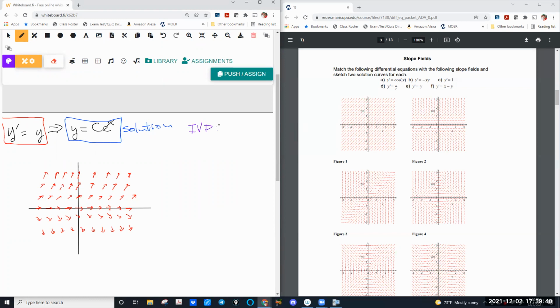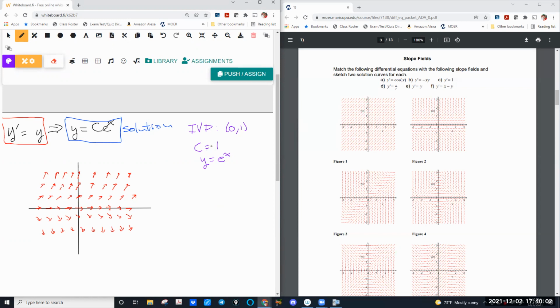Let's say it has an initial value. Let's make it something fairly simple. How about 0, 1? Okay. Well, if we plug that in, we know that C is going to equal 1. And we get the function y equals e to the x. Okay, great. That we already know how to do. That's basically solving for the constant in our general solution.